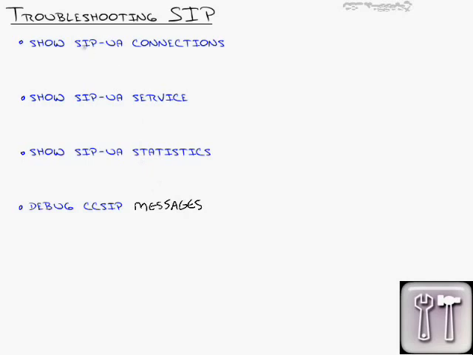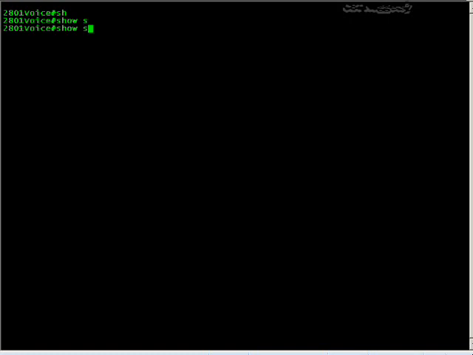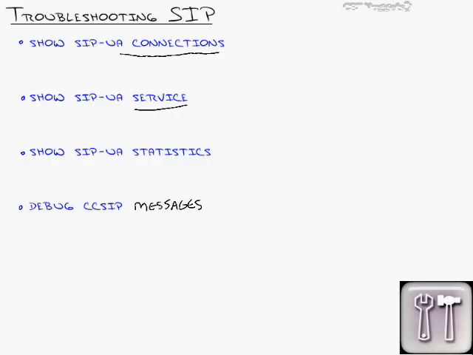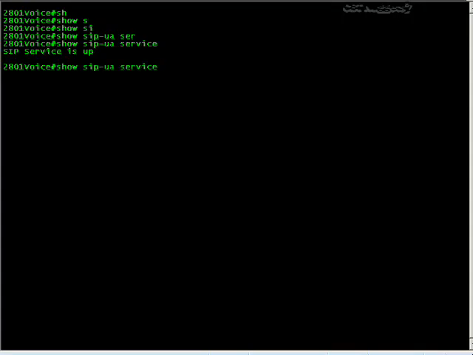If you are using the SIP gateway as a SIP user agent, you can see all of your active connections, like calls that are taking place right now. Typing show SIP UA connections. You can see that the service is running. It's actually a real straightforward command. Show SIP UA service. Well, there it is. It's up. It's running. And then you can see the statistics, which is a dump of all the messages that have been sent and received.